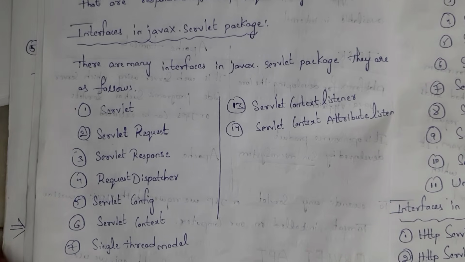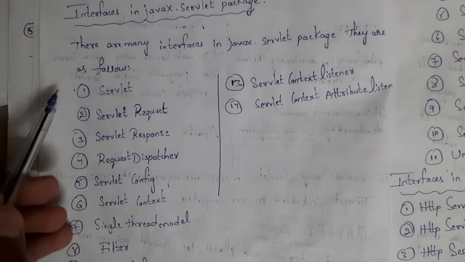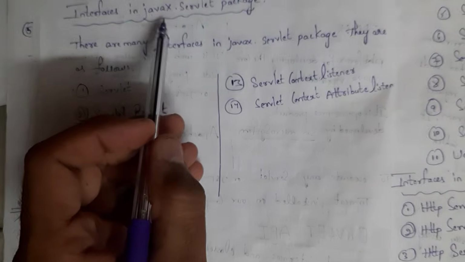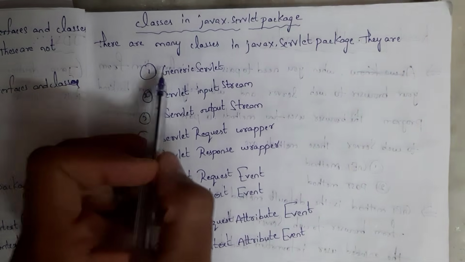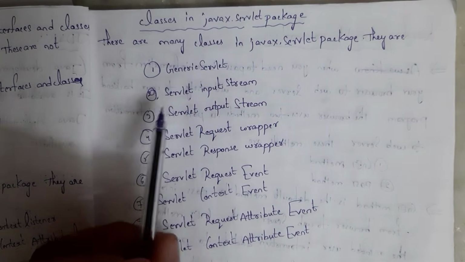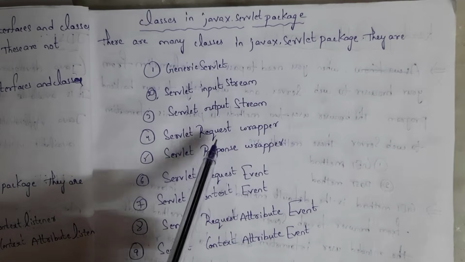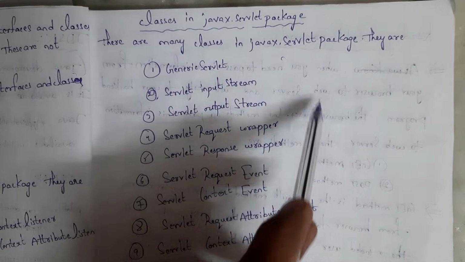Servlet config means servlet configuration, and servlet context. All these are interfaces that are present in the javax.servlet package. Similarly, these are the classes in the javax.servlet package. First one is GenericServlet, second one is ServletInputStream, and third one is ServletOutputStream. Fourth one, ServletRequestWrapper and ServletResponseWrapper. You need to write at least 5 in your exam.